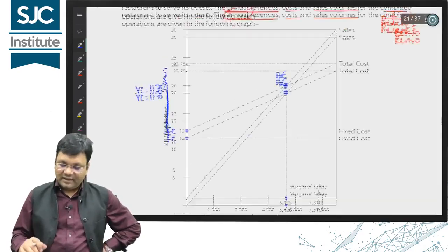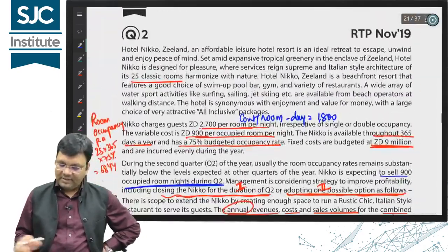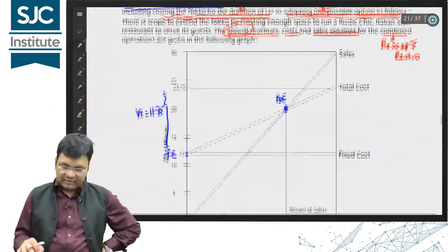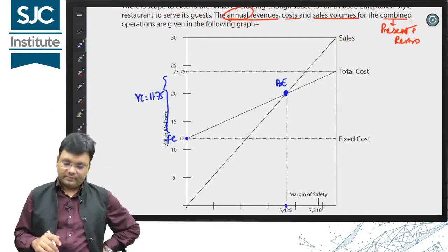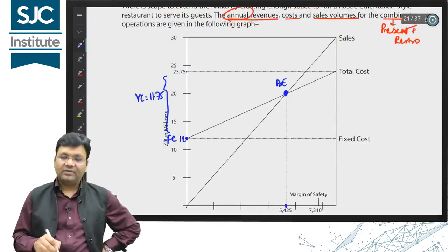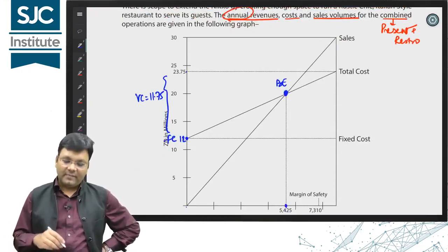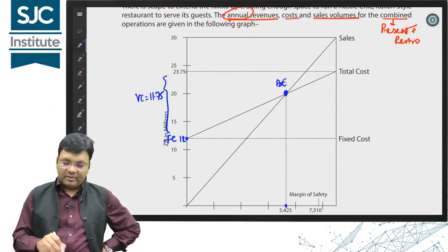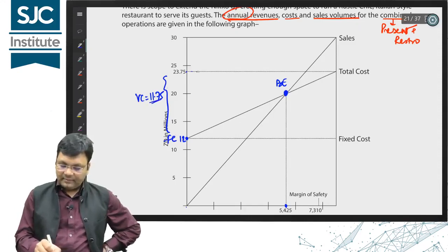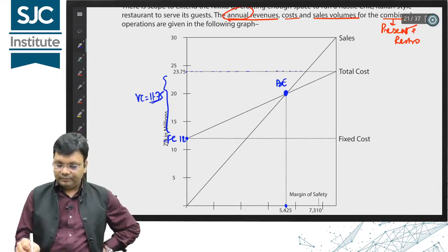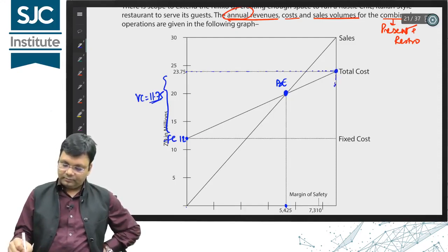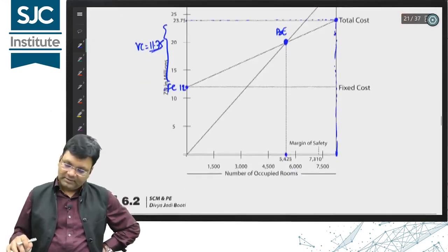Now previously fixed cost was given as 9 million. That means because of the restaurant the extra fixed cost is 3 million. But total combined fixed cost is 12 million, because this is all our details of combined operation. So variable cost is 11.75. Now 11.75 is representing the cost of which volume? It is representing the cost of this volume. So what is this volume?